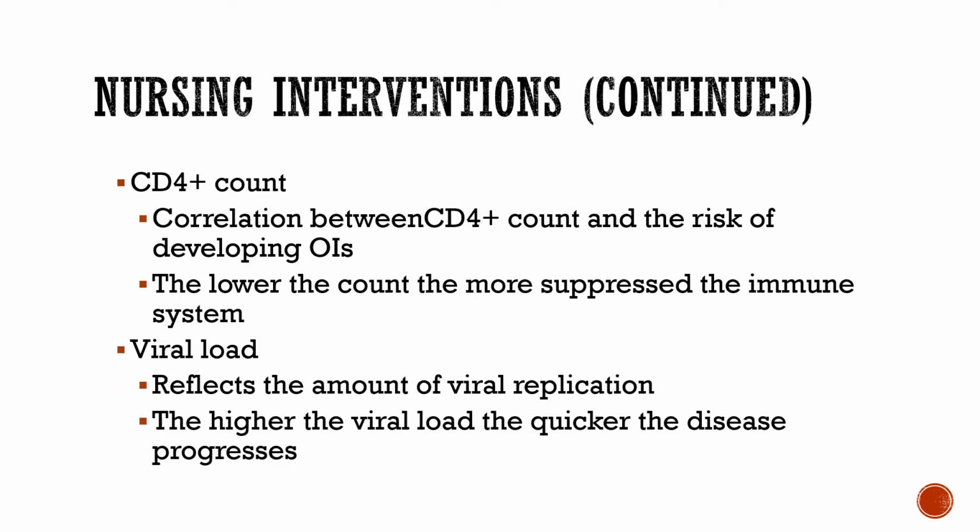The CD4 count. There is a correlation between the CD4 count and the risk of those people developing OIs, those opportunistic infections. So the lower the count, the more suppressed the immune system. We want that CD4 count to be elevated, and we want the viral load to be low, because the viral load reflects the amount of viral replication, how quickly this virus is replicating in my body. So the higher the viral load, the quicker the disease will progress.